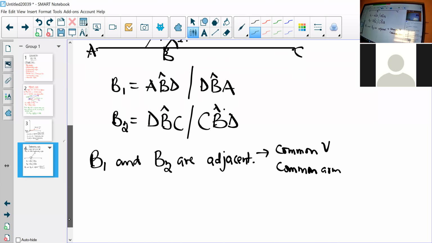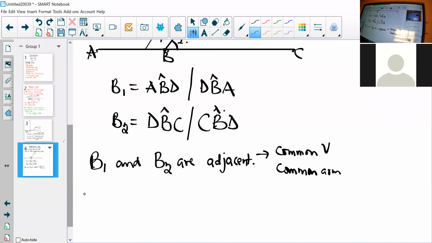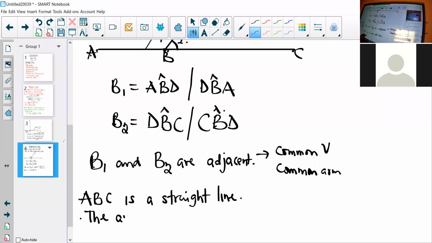So B1 and B2, let's quickly finish this, are adjacent. But ABC is a straight line. And I'm sure we do know that angle on a straight line equals 180. The angle on a straight line is equal to 180 degrees. Let's finish now because of your next lesson. Angle on a straight line is 180 degrees.